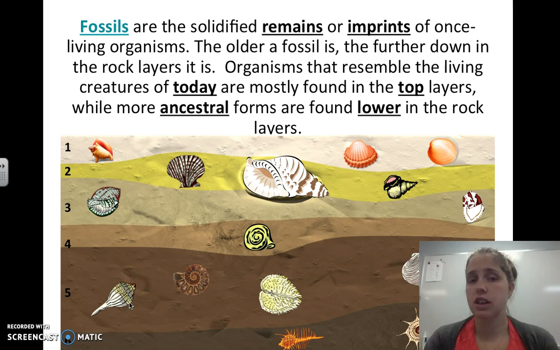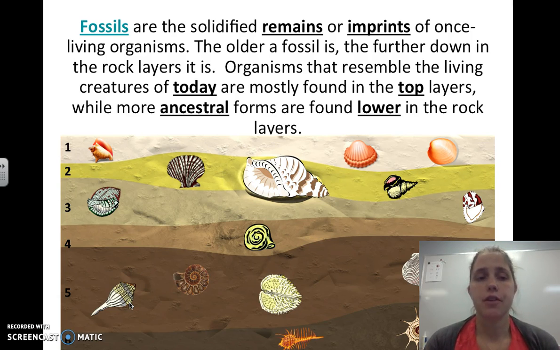So fossils are solidified remains or imprints of once living organisms. You can actually see fossils that exist here in Colorado. I don't know if you've ever been to Dinosaur Ridge in Golden, but there are actual Triceratops footprints that you can find there. And those help prove, obviously, the existence of Triceratops or dinosaurs.